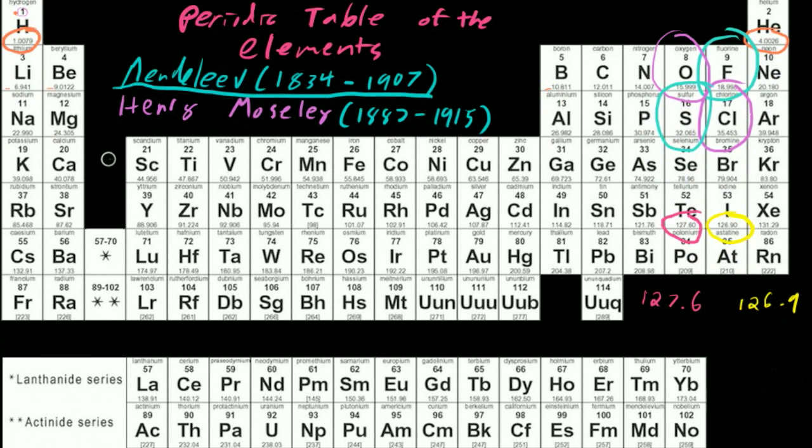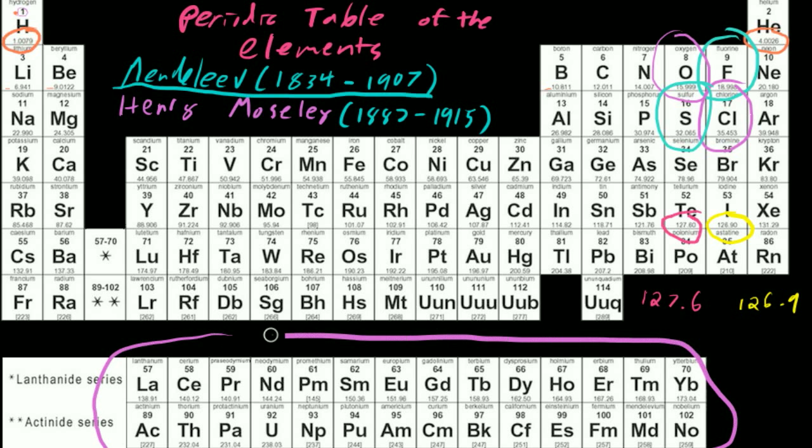One of the things I definitely found confusing when I first saw the periodic table was, what is all this stuff? What's all of this block down here? Essentially, all of this is a section of the periodic table which could just fit in right here.